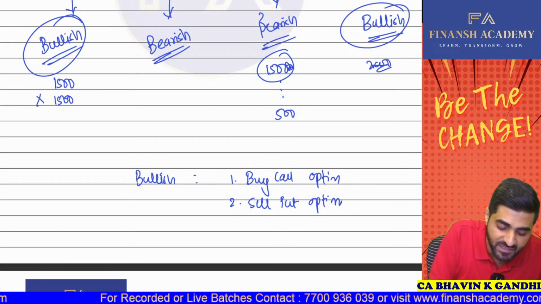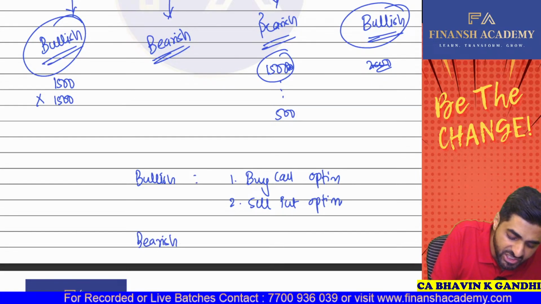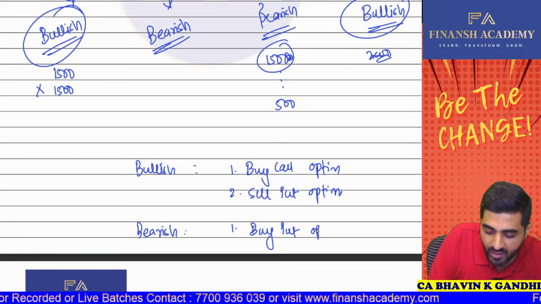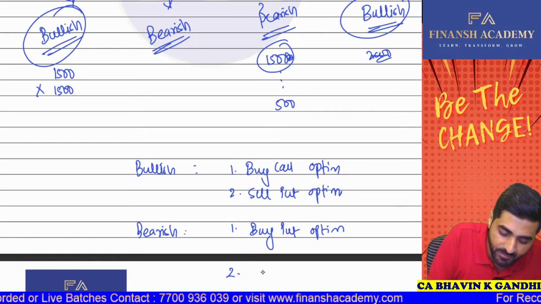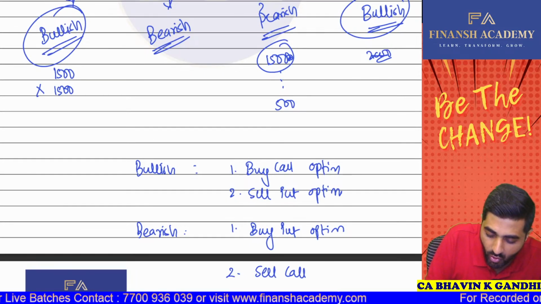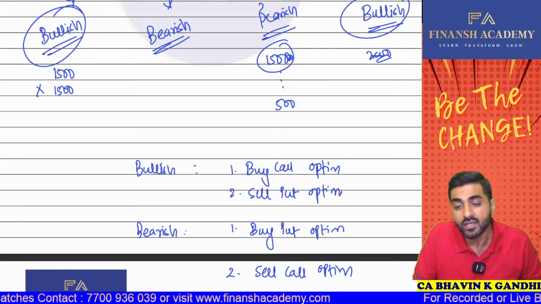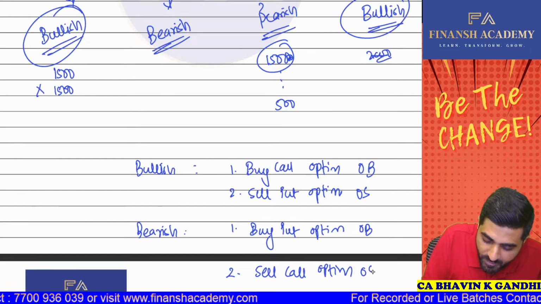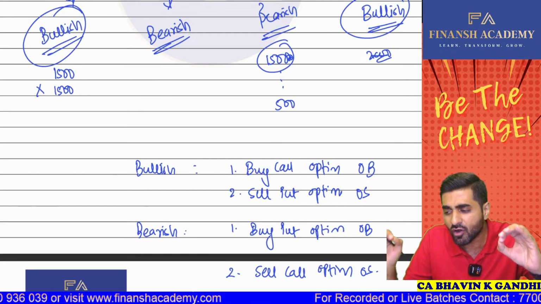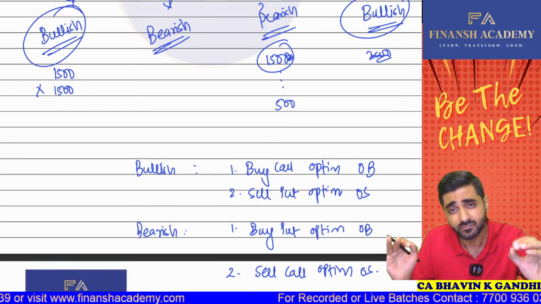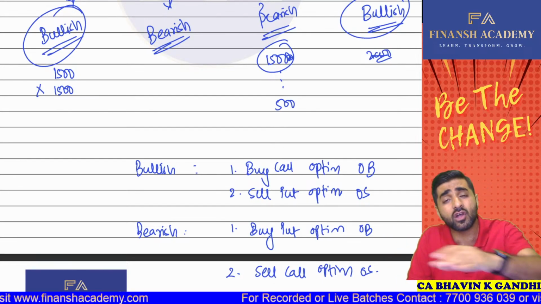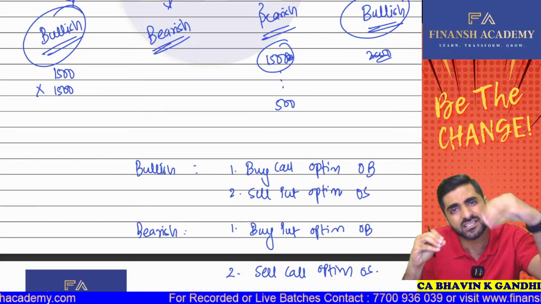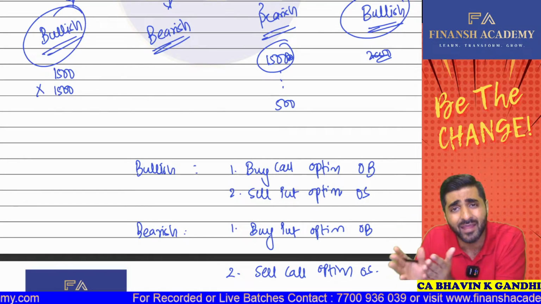And my dear students, if you are going to have a bearish view, then you will have two options, that is buy a put option, and on the contrary, sell a call option. Okay, so here you are an option buyer, here you are an option seller. The beauty of option contracts is that for an option buyer, the loss is always limited. The loss is limited to the extent of the premium which is being paid.